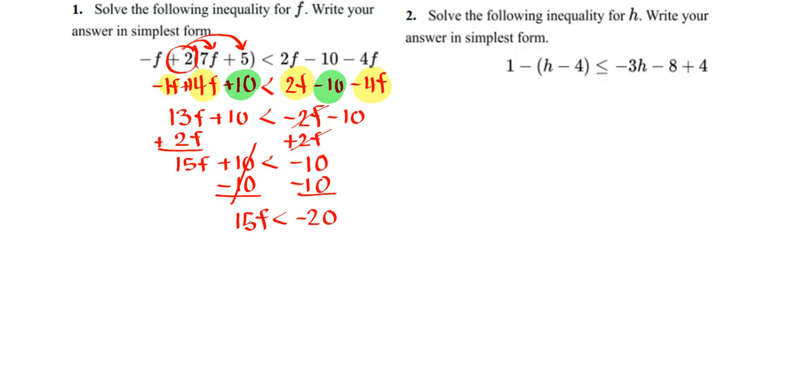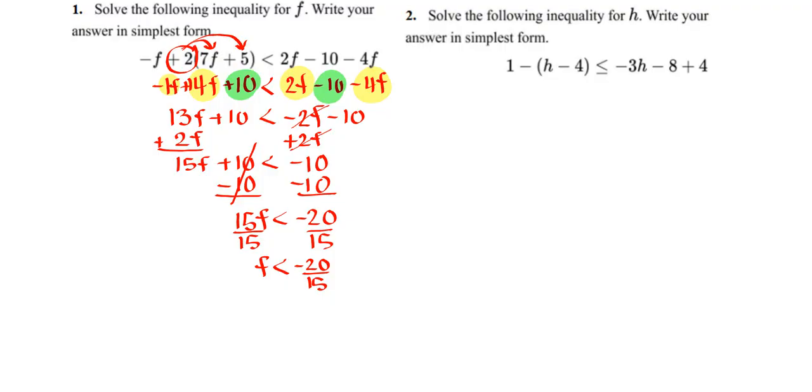And then to get rid of the 15 that's in front of the f, that's called your coefficient. The inverse to 15 multiplied by f is to divide by 15 on each side. I do want to point out it's a positive, so we're not going to flip the inequality. 15 divided by 15 is 1. 1 multiplied by f is f. So I have f is less than negative 20 over 15.